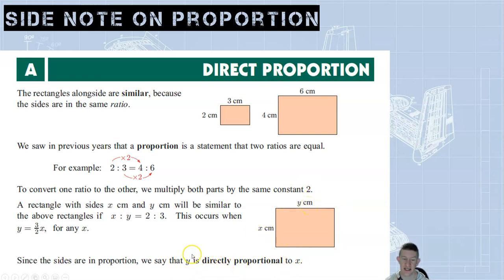And in physics, this comes up a lot. Directly proportional means that if I increase one, the other will increase by the same amount. They're linked to each other. So if I double x, y will also double.